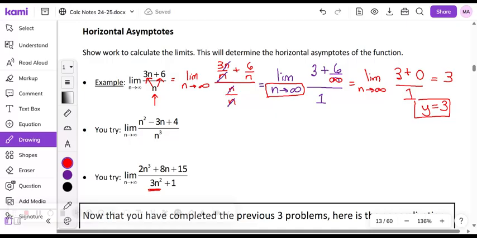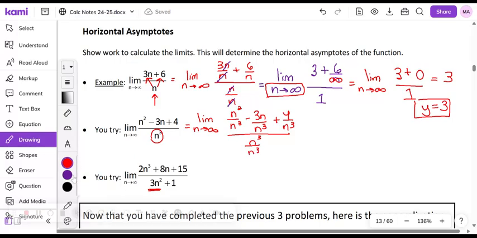So we're going to do the same exact thing for the next problem. We're going to use a little logic like we did for this one. So we're going to divide n cubed into each and every term. So the limit as n approaches infinity, and now we'll have n squared over n cubed minus 3n over n cubed plus 4 over n cubed, all divided by n cubed over n cubed.